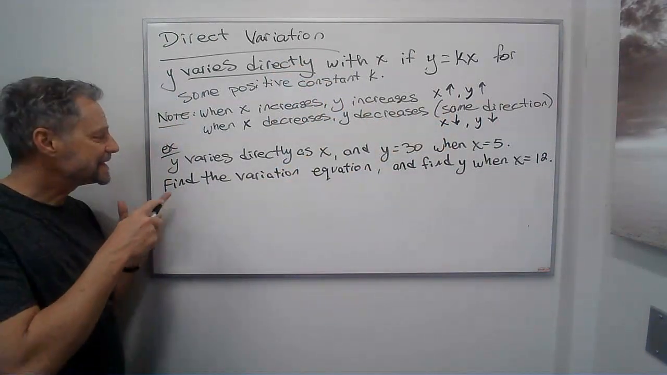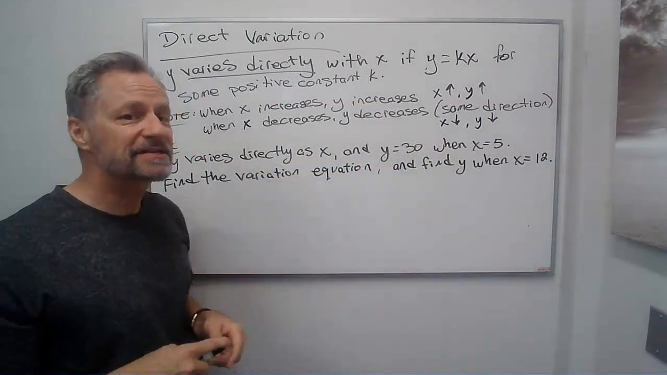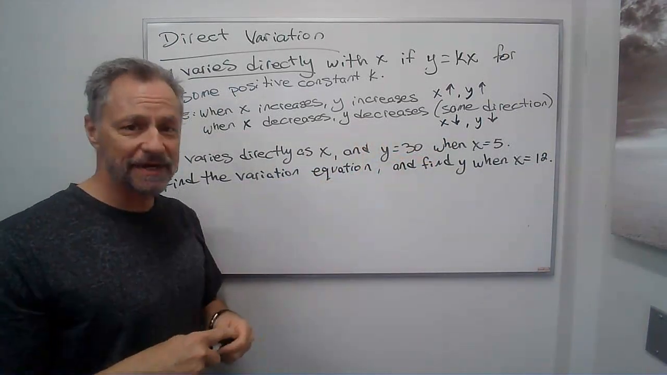So let's look at an example. It says y varies directly as x, and y equals 30 when x equals 5. Find the variation equation, and then find y when x is 12.